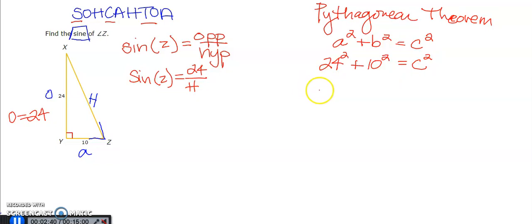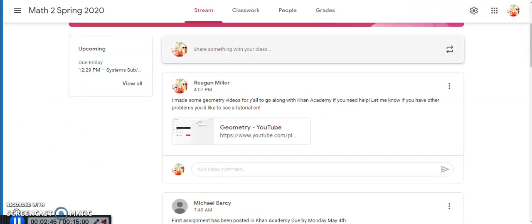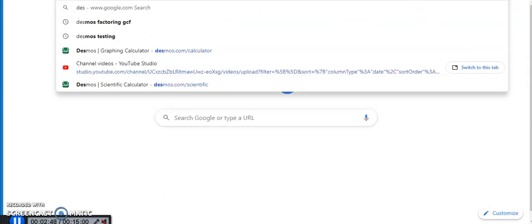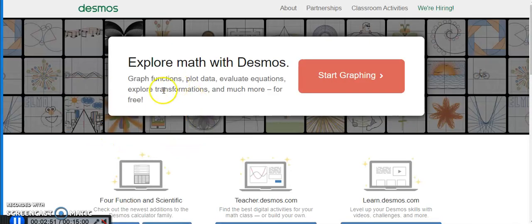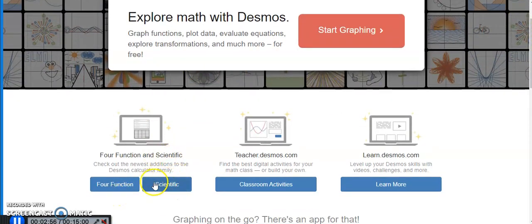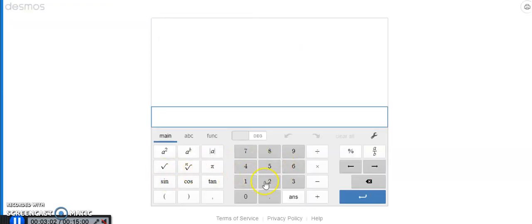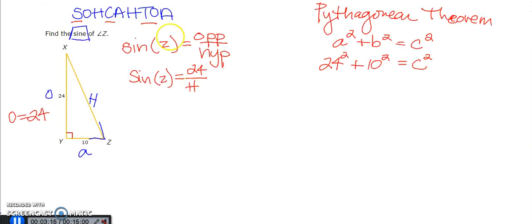And then you could go ahead and solve this. If you want to get out your phone, you can do that. If you want to use Desmos, you can go to desmos.com. If you scroll down a little bit, there is a four function or scientific calculator. It doesn't matter which one you use. I can do 24 squared plus 10 squared, and that gives us 676.